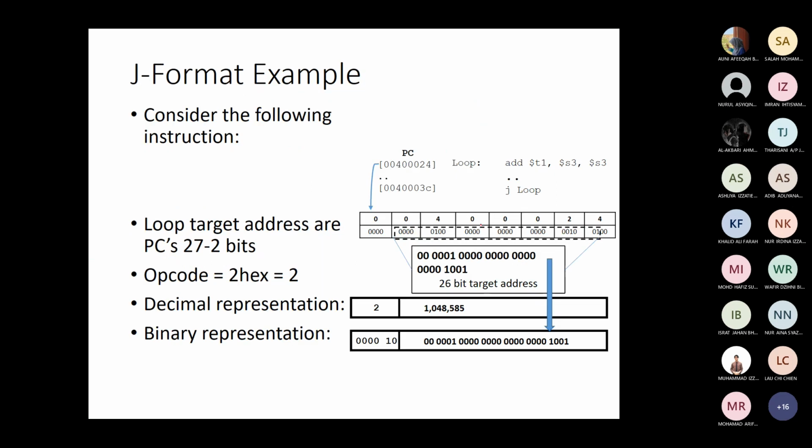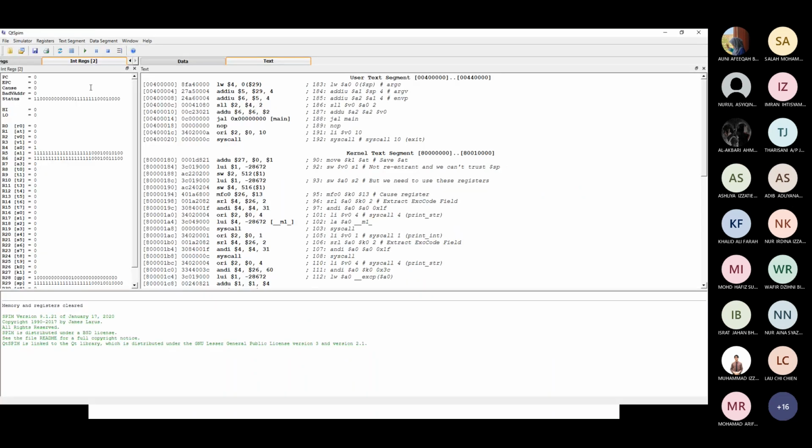For the example, we need to have a value of the PC. So where does the PC come from? Here it says the value of the PC is 004000024. You can look at the first column in your text segment. This is the content of your PC.